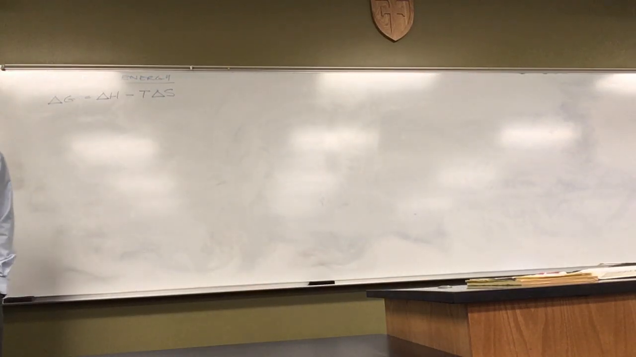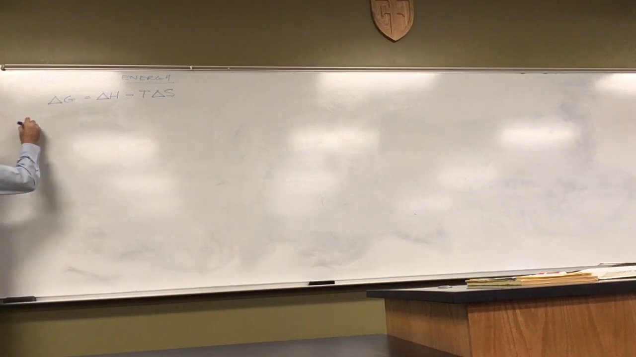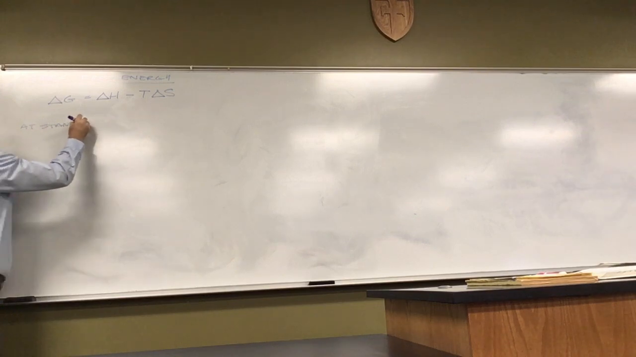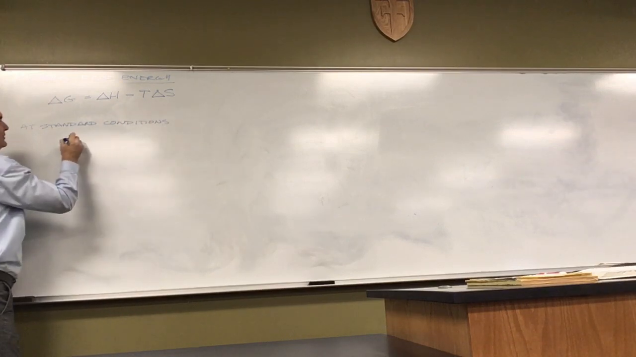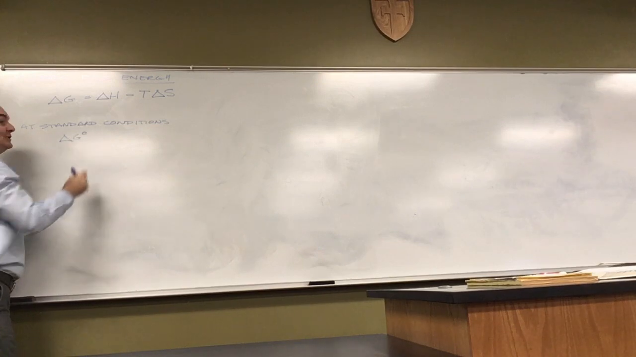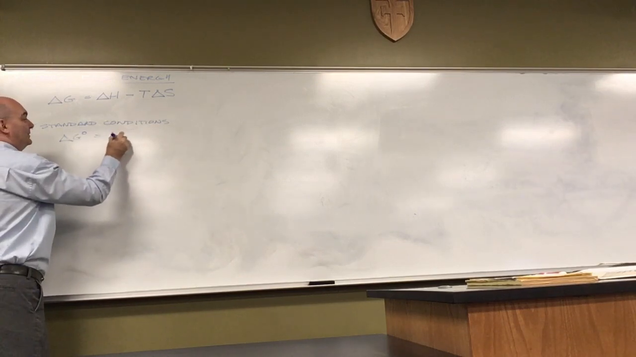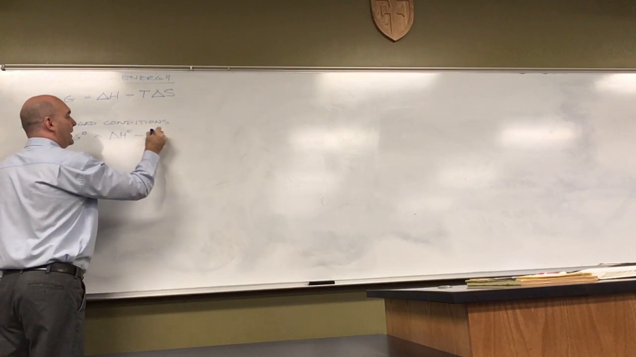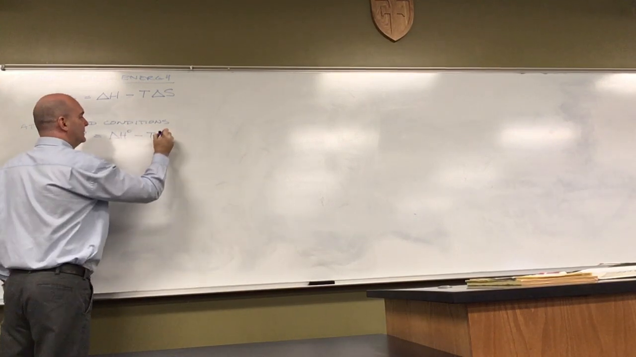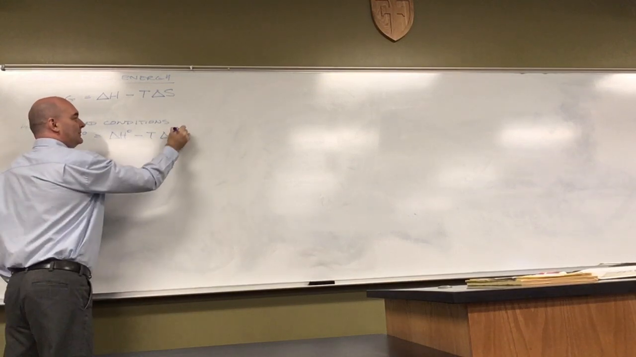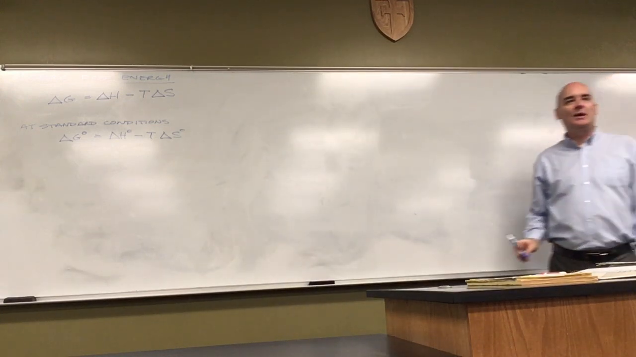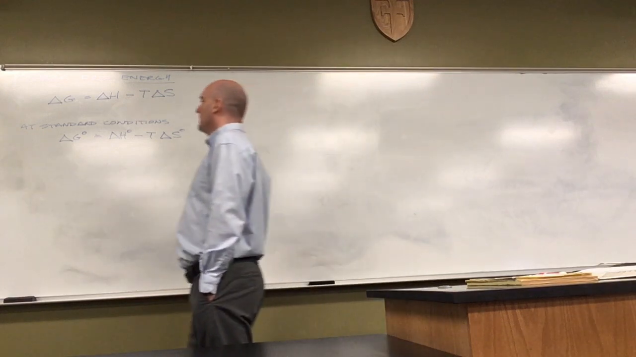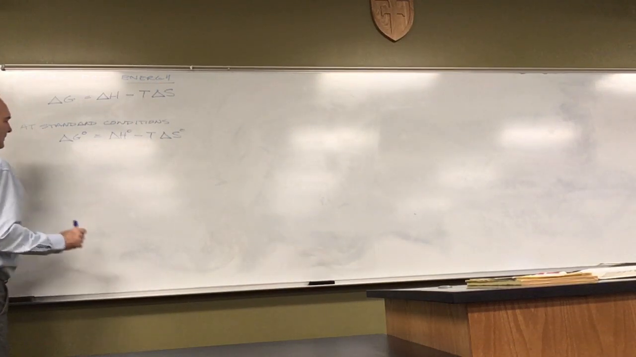Which is great if you want to go and measure stuff. However, if you just want to figure stuff out by looking at standard conditions, what are standard conditions? 1 atmosphere and 298. Delta G standard equals delta H standard minus T, which is going to be 298, delta S standard. And that's actually going to allow us to vary the value of T a little bit, because all the other numbers are all going to work. So standard conditions, this now is true.